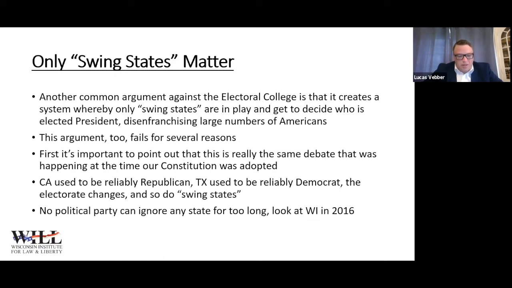California used to be reliably Republican. Texas used to be reliably Democrat. The electorate changes over time. It will always change over time. Look at Wisconsin over the past 10, 15 years. I mean, we've seen ups and downs. It's pretty remarkable. So no party can really ignore any state for too long. Look at Wisconsin in 2016, what happened there. If the argument here is that only swing states matter, the answer is that swing states are always changing and no swing state stays a swing state forever. Everything can change over time.